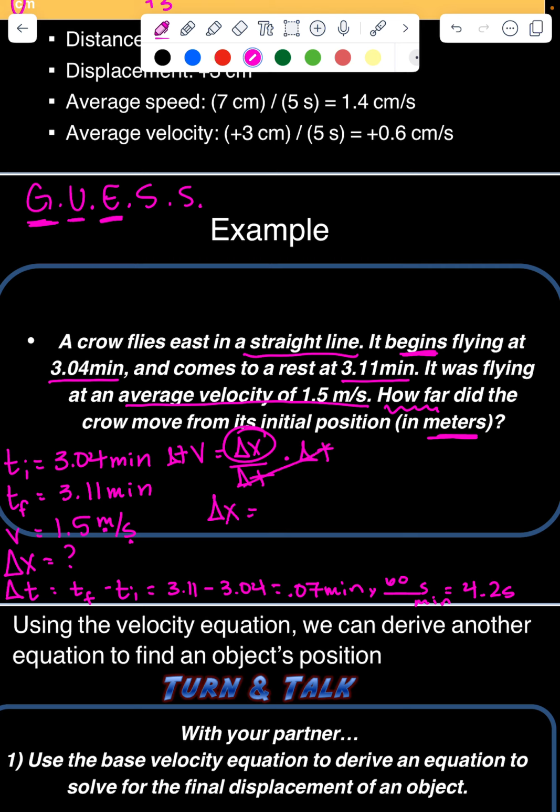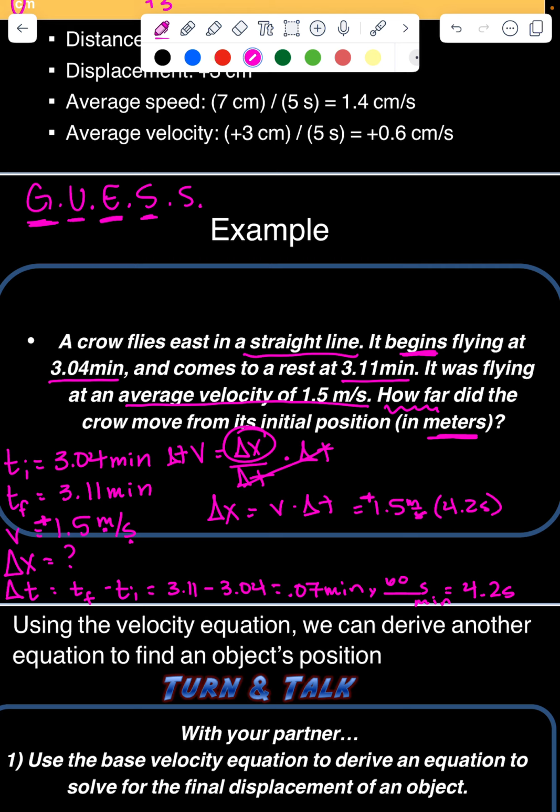So I know my displacement is equal to my average velocity times my time interval. So now I can plug those in. I can substitute in those numbers. So my velocity was 1.5. And just a big note here, I did not give you the specific direction that this crow was flying. So if I don't give you a specific direction, you assume that it's going in the positive direction. So we have a positive 1.5 meters per second times our time interval, which was 4.2 seconds.